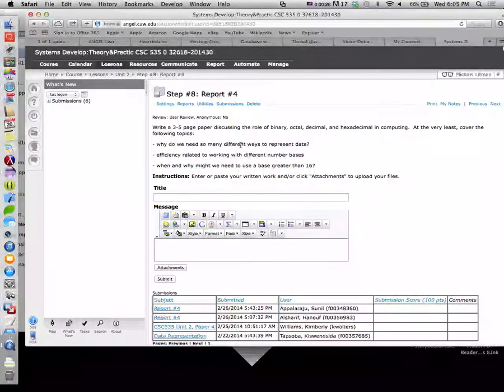Why do we need so many different ways to represent data? Efficiency related to working with different number bases, and when and why might we use a base greater than 16? Okay, so let's cover those in order. Why do we need so many different ways to represent data?